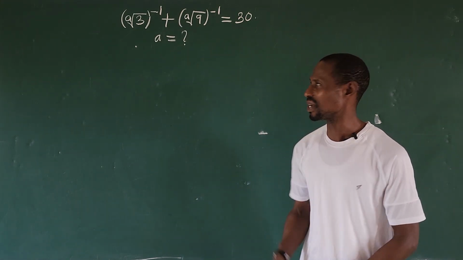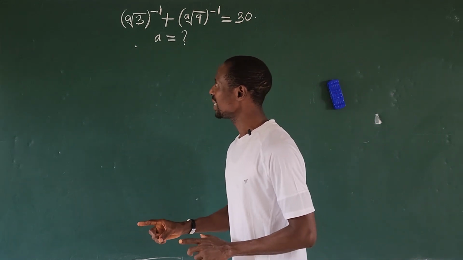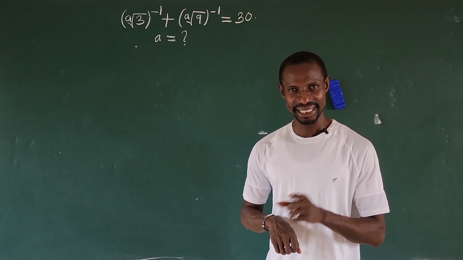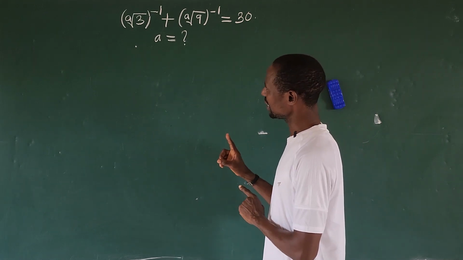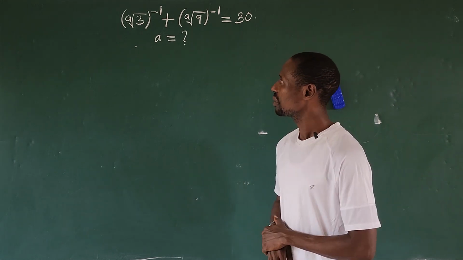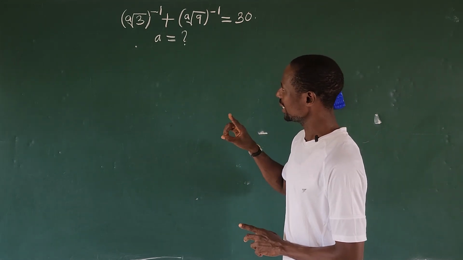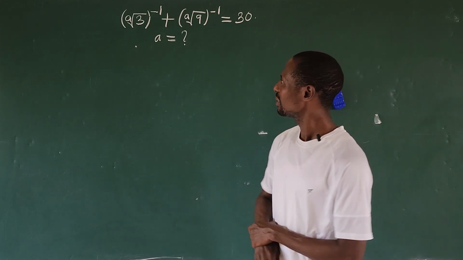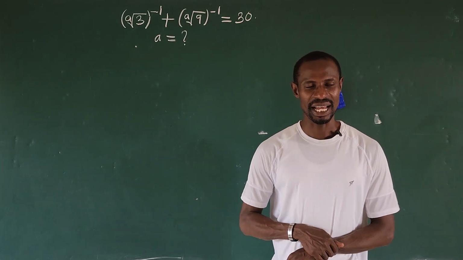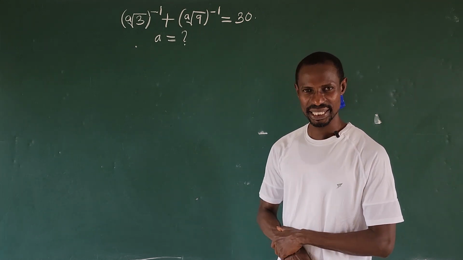Today being a great day, we have this math question before us. The question is: (the 8th root of 3)^(-1) equals (the 8th root of 9)^(-1). What is the value of A that will satisfy this equation?